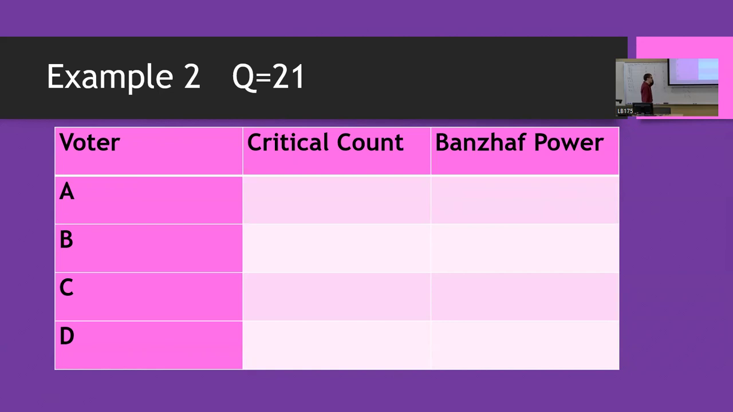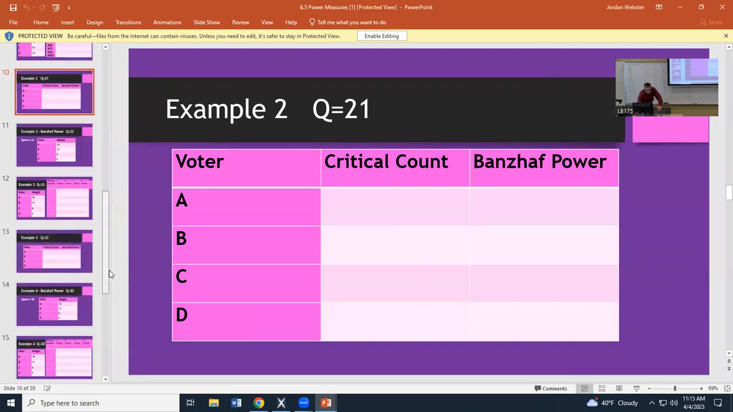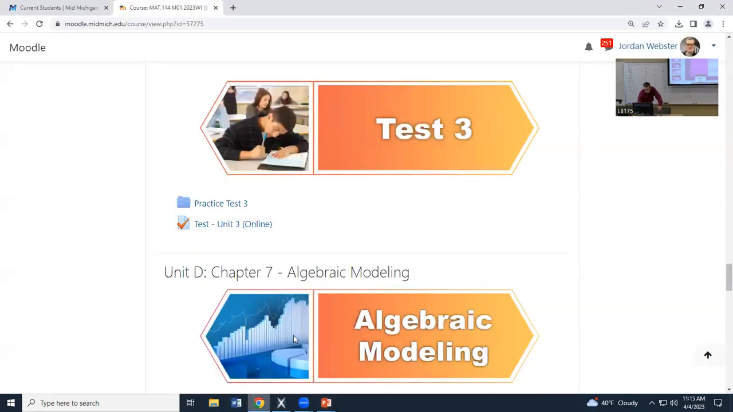Now, here's what I'll do. I'm not quite done with the power stuff yet, but it's not going to take very long to finish up. So what I'm going to do is finish up this power stuff next class period. And also, I'll get into the Electoral College notes as well. I'll do that real quick. So I'll do another example of the Banzhaf power, or another couple of examples.